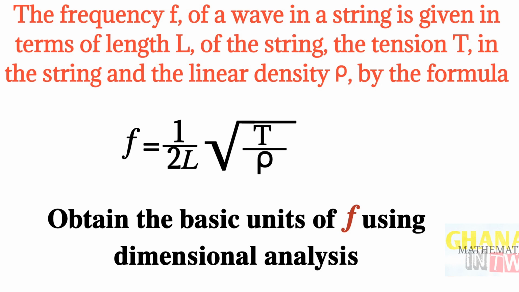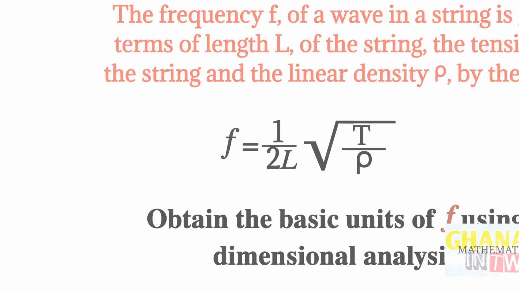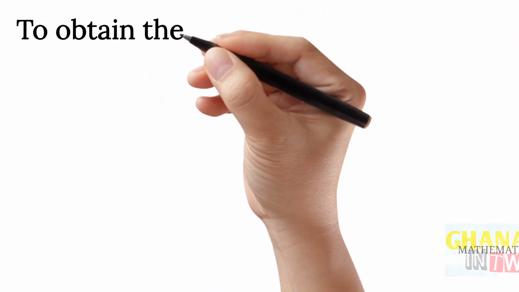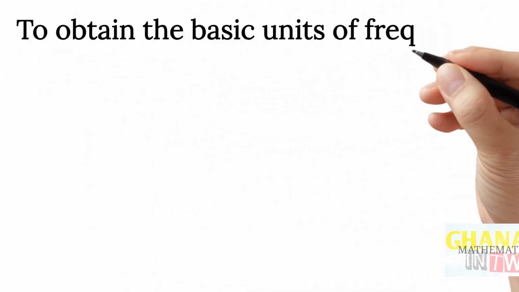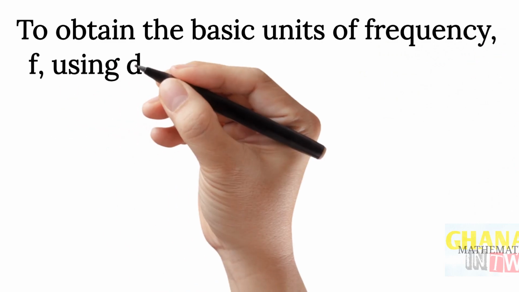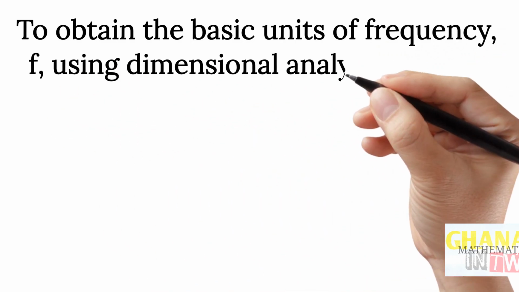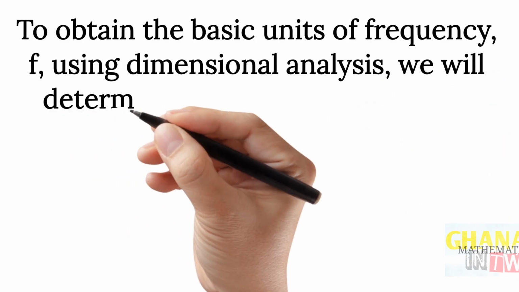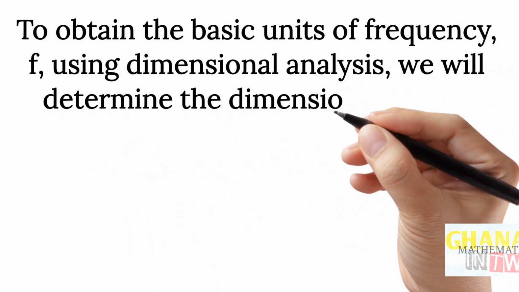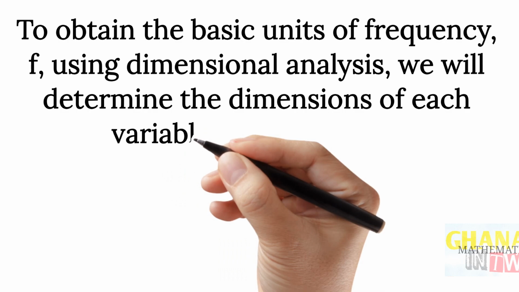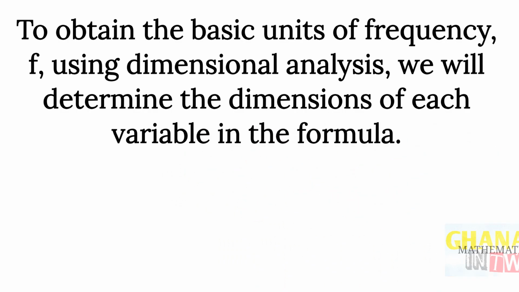So we are to obtain the basic unit of f using dimensional analysis. So we want to find f. Since we know that f is the frequency, how would we find f? To obtain the basic units of the frequency f using dimensional analysis, we will determine the dimension of each variable in the formula.